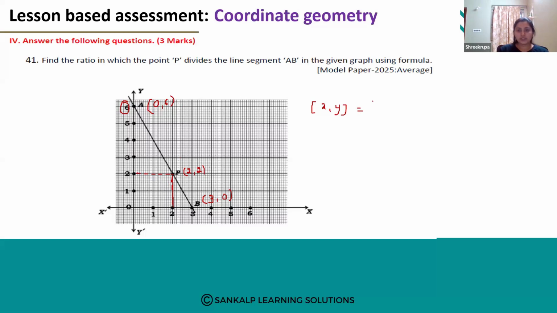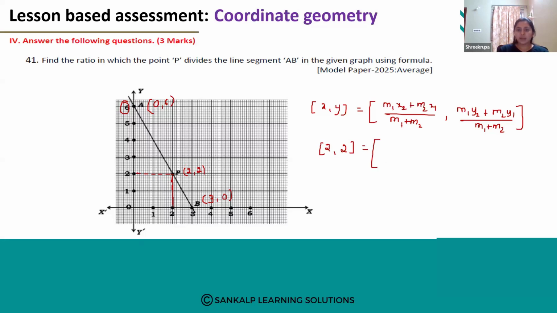Coordinate formula, which is m1x2 plus m2x1 divided by m1 plus m2, comma, m1y2 plus m2y1 divided by m1 plus m2, to calculate the ratio of m1 and m2. So x, y is the point dividing line segment AB here, and we know the value of coordinates, that is 2, 2.